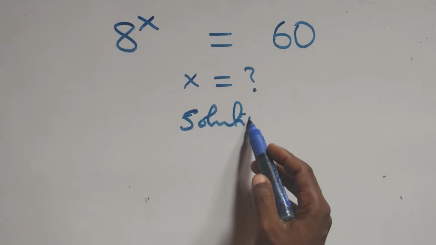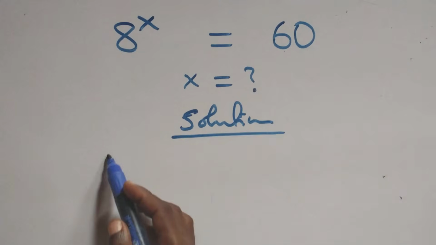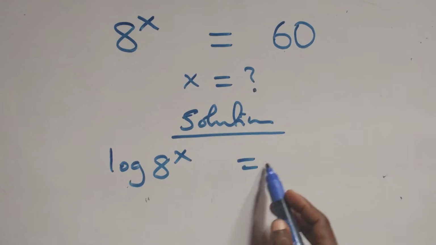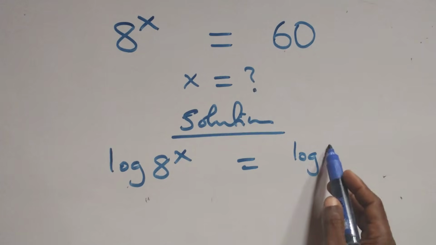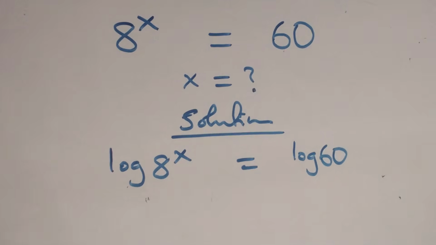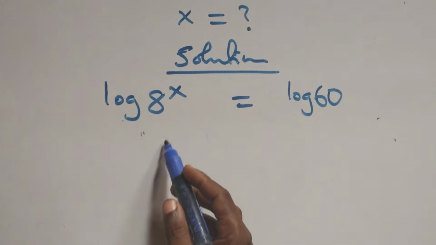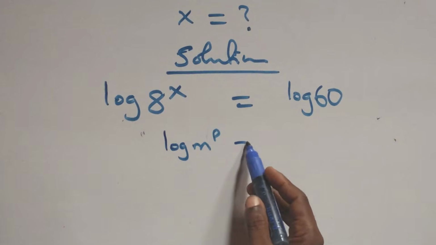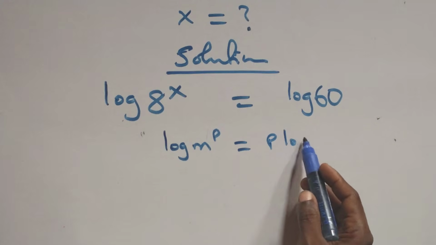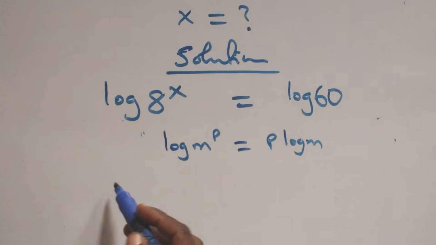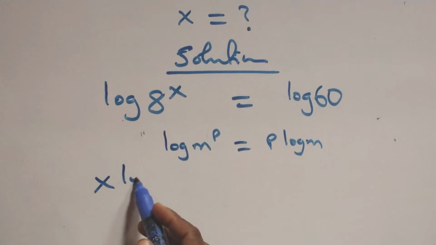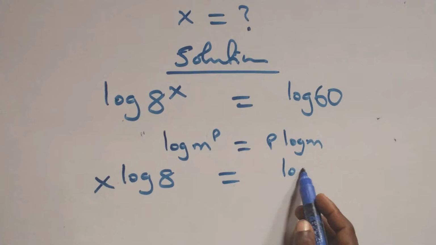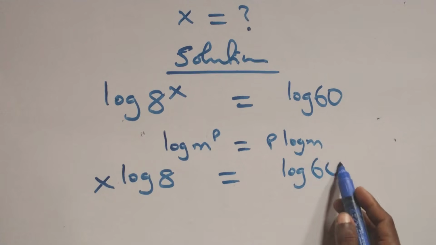From what we have here, we take the log on both sides. That is, here we have log 8 raised to power x equals log 60. The next step here, we apply the power law of logarithm. When we have log m raised to power p, it is the same thing as p log m. That is, here we have x log 8 equals log 60.